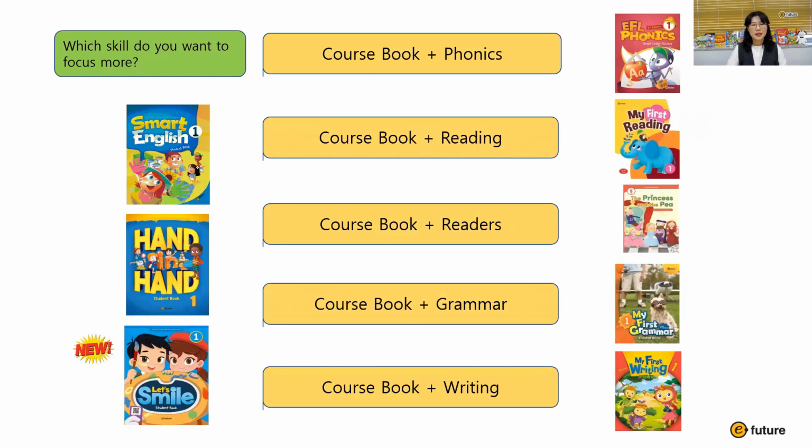So let's summarize. You can use the main course book: Smart English, Hand in Hand, or Let's Smile. By the way, Let's Smile is the new series that's coming out this year. So you can use one of these course books as a main program. And if there are some skills that you want to focus on more, you can use the skill books. You can use phonics together with the course book, or readers to emphasize reading, or grammar to focus more on grammar, or writing together with the course book. Some teachers told me that their students don't really know how to write. If that's the case, you can use the course book together with the writing book.